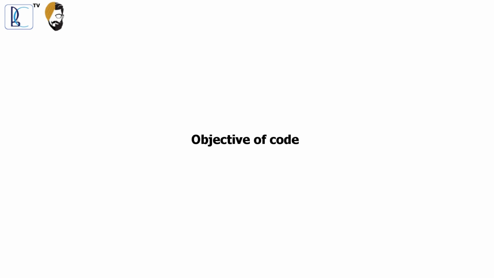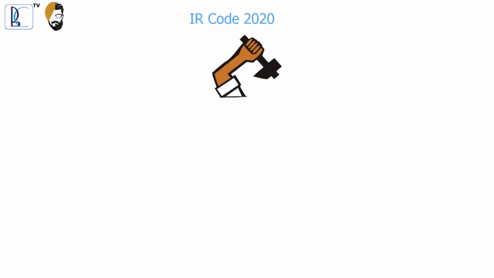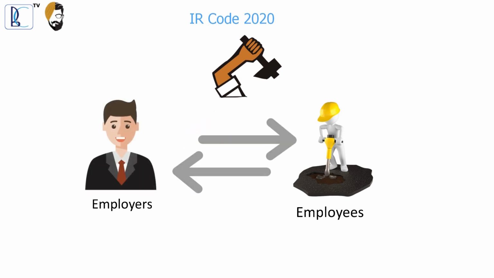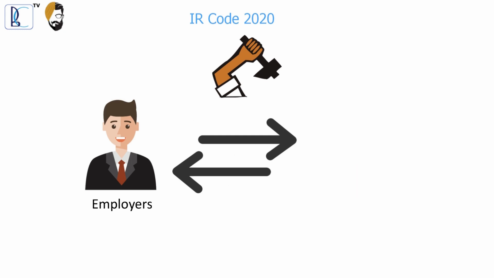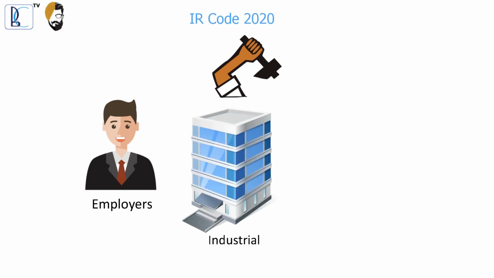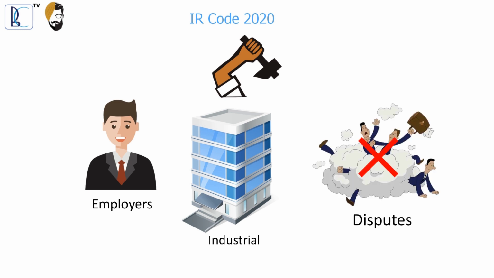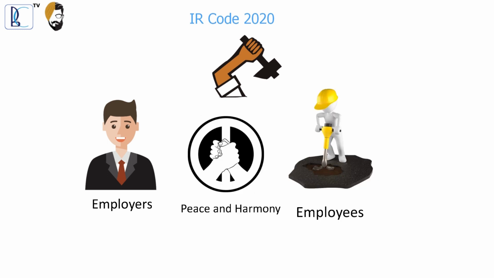Objective of the Code. The Code is designed to safeguard the rights of employers and employees by providing easy labor reforms and to facilitate ease of doing business. The object of the Code is to realize industrial peace and harmony as the ultimate pursuit in resolving industrial disputes, and to advance the progress of industry by bringing about harmony and a cordial relationship between employers and workers.